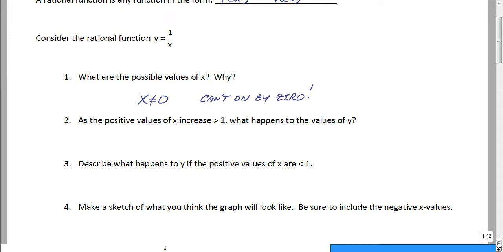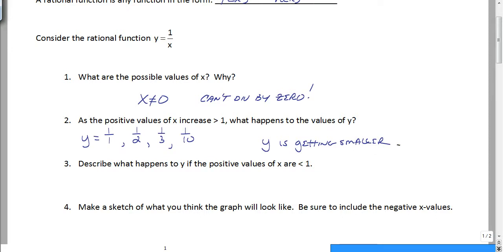So, as positive values of x increase, what happens to the value of y? So, let's think about that. y is equal to 1 over 1. And then we'll say 1 over 2. And then you say 1 over 3. And then we skip a few and say 1 over 10. What's happening to y as x increases? Well, y is getting smaller. Or we can say decreasing.